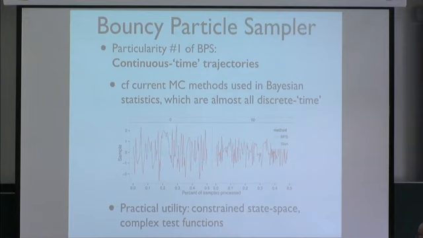There are practical utilities for this type of structure. For example, if you have a constrained state space, and you can compute the intersection of these trajectories with the boundaries, it makes some of the derivation simpler, and also the algorithms in practice. Also, if you have a complex test function, you can exploit numerical integration on these paths. I'll come back to these a little bit after.